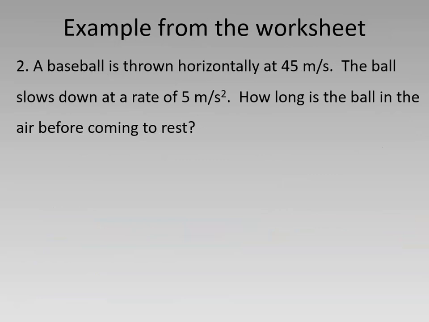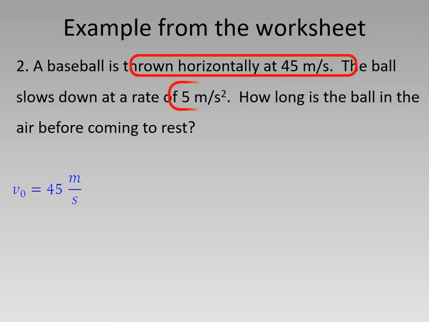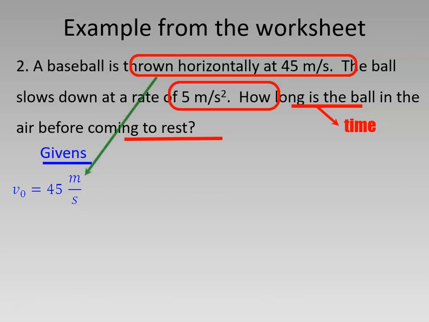How about this next one? Baseball is thrown horizontally at 45 meters per second. That's pretty fast. It's like 100 miles an hour. Slows down at a rate of 5 meters per square second. How long is the ball in the air before coming to a rest? Assuming that this continues to last, which of course is not reasonable, but whatever. Well, here's our initial velocity. Ooh, those look like acceleration units. Distance units over 2 powers of time units. Those are acceleration units. How long is the ball in the air? Oh, that's time, and that's what we're looking for before coming to a rest, so apparently v is equal to 0.